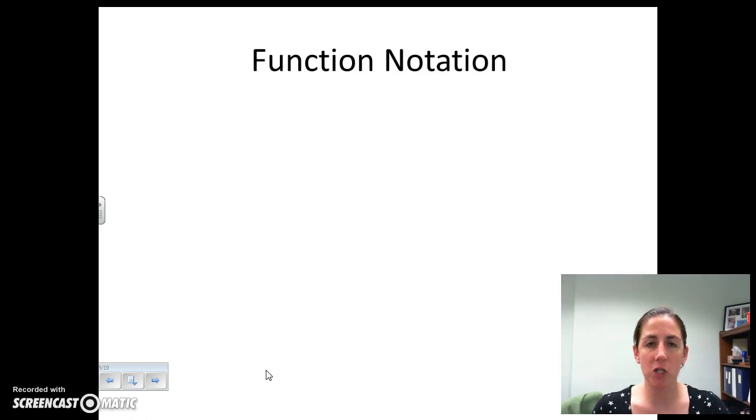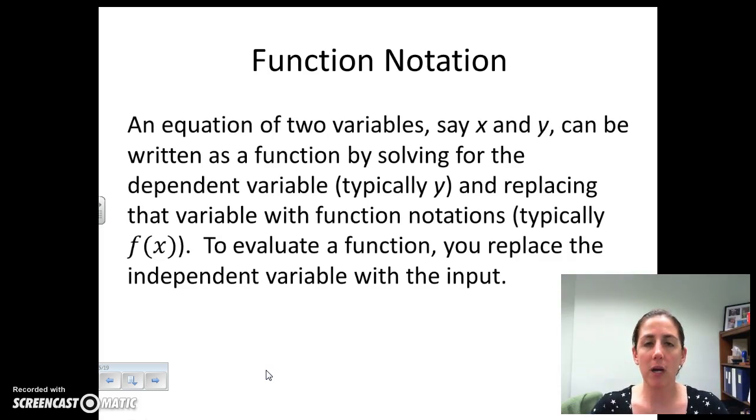Now let's talk about our function notation. Generally, our equations are written in terms of 2 variables, x and y, where x is the independent variable and y is the dependent variable. You can solve that equation for y and have y equals something in terms of x. We're going to replace that y with our function notation, which is typically f of x. So no more y, we're going to call it f of x. Now f is the name of the function. The letter on the outside is the name of the function.